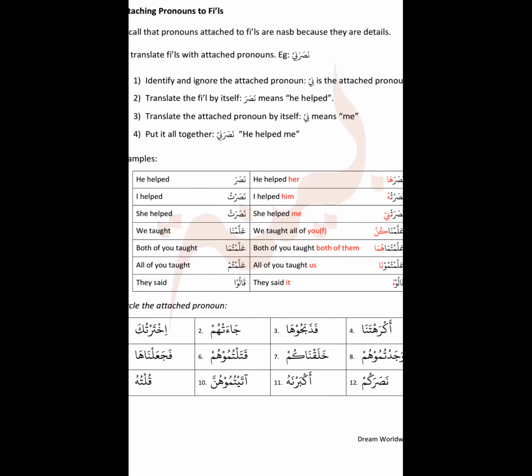Okay, number 4, akrahtana. Who will do akrahtana? I will. Yes. Akrahtana is from Aslama family. Akraha. No, first don't do the family. Just tell me whether the na ending is an attached pronoun or part of the word. It is akrahta. Akrahta is like nasarta. Akrah, anta version. Akrahta na is ana. Nahnu. Na is nahnu. Akrahta is nasurta.